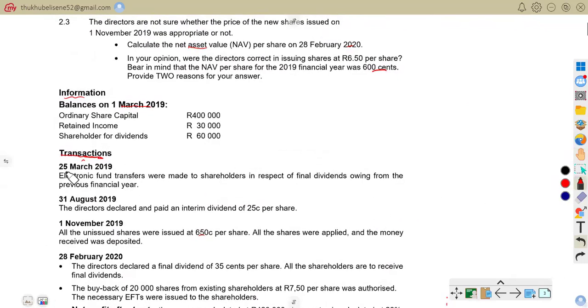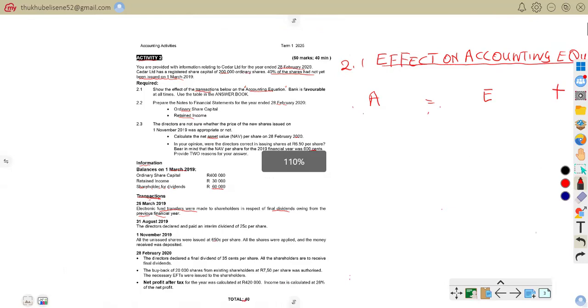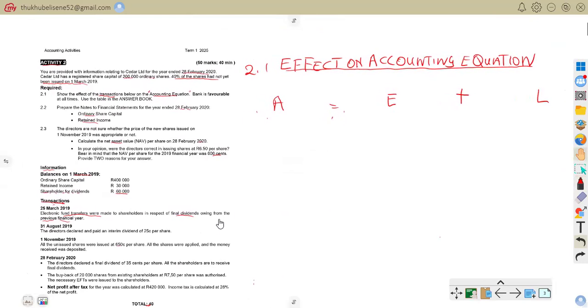It says, on the 25 March 2019, electronic transfers were made to shareholders in respect of final dividends owing from the previous financial year. Electronic funds transfers were made. It means we paid the shareholders what was owed from the previous year, for dividends. So it means we paid them how much? 60,000. So now we go to our accounting equation.